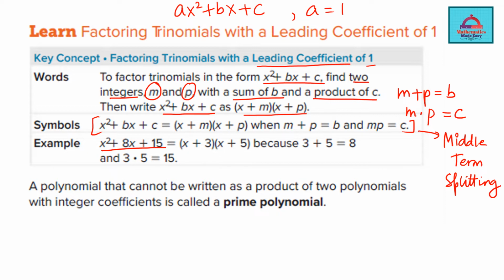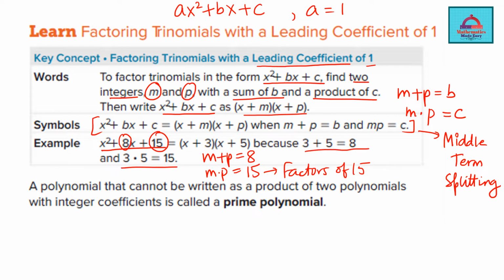Now for an example, you have this equation x square plus 8x plus 15. Then we have to have two numbers m and p such that the sum is the middle term 8 and the product is the last term 15. How is it possible? You will find factors of 15. Which two numbers multiplied gives 15 and added gives you 8? Those are 3 and 5 definitely. So these are the two factors. You can write x plus 3 multiplied with x plus 5. Now even if you change the order, the answer will not change.